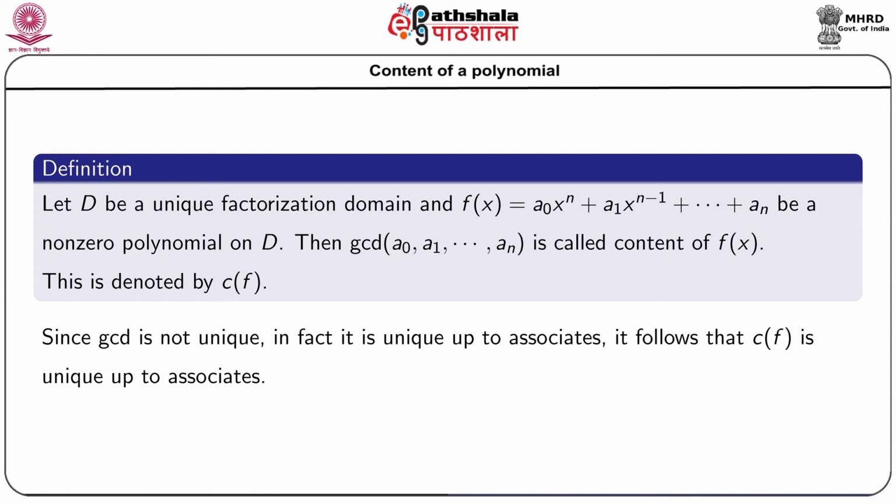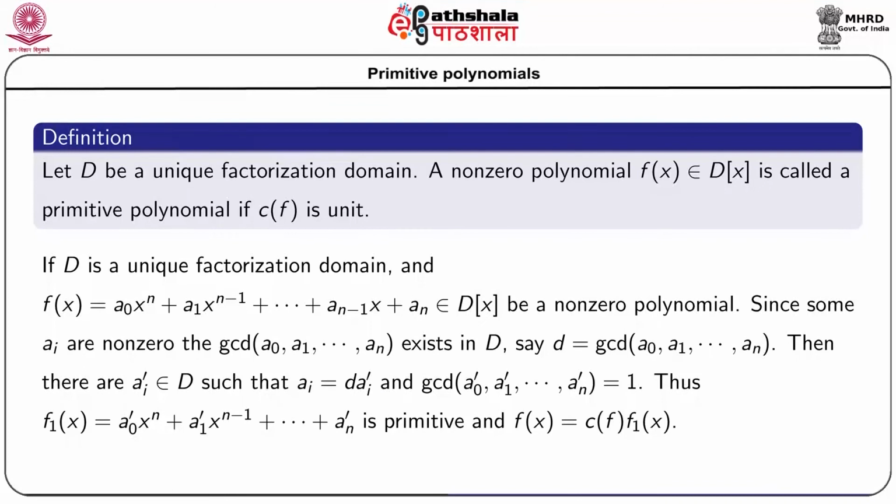But since GCD is not unique in a unique factorization domain, the content of a polynomial is also not unique, and we know that the relation between two GCDs is that they are associates. So, contents of a polynomial are associates to each other. Now, we define primitive polynomials. If D is a unique factorization domain, then a non-zero polynomial f(x) is called primitive if its content is a unit.